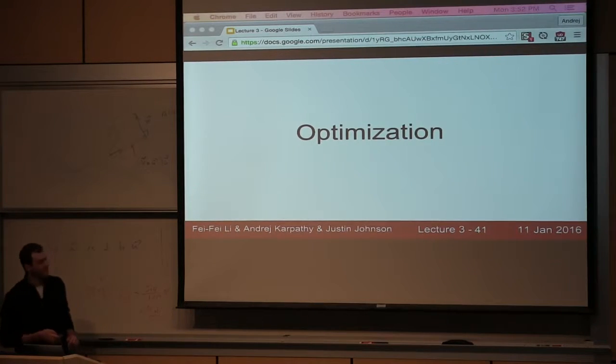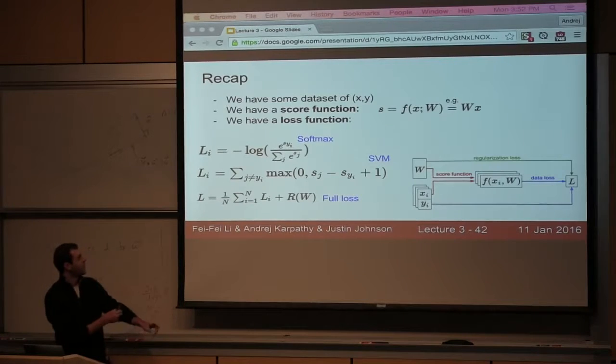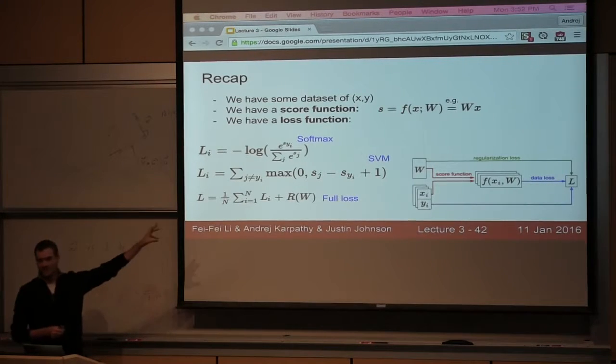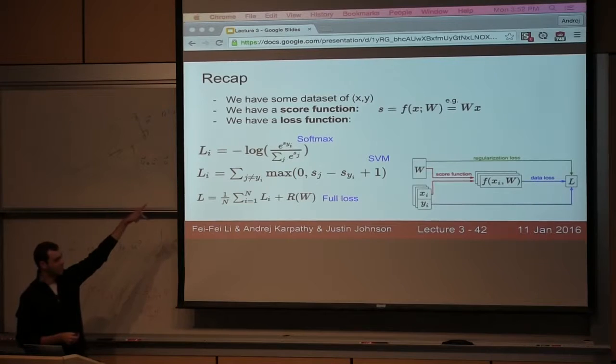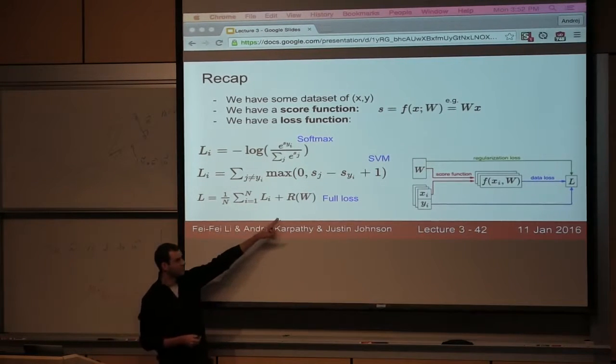So I'm going to go into the process of optimization now, just to give you a sense of what this looks like. We have this f function. We have these two formulations that I've shown you. And the full loss is the mean loss over the data plus regularization.